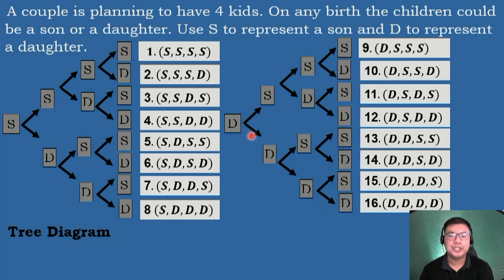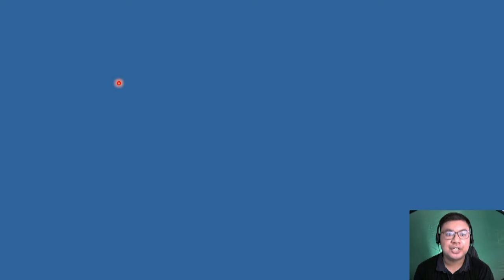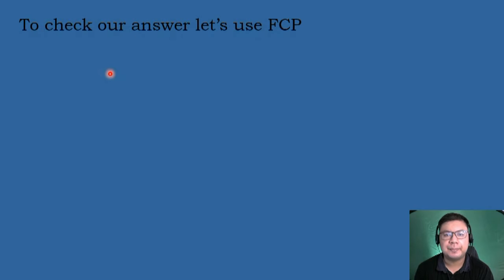All of their children are female. So there are 16 possible ways they can give birth to 4 children. Let's check this using the fundamental counting principle.